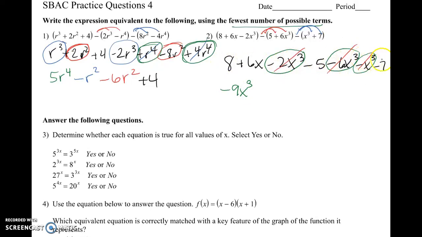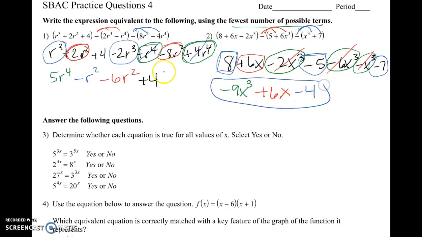Let's see, I have no x squared terms, so the next one I have is just an x term. And there's nothing to combine it with, so I just have that. And then I have an 8, a negative 5, and a negative 7, and I can combine all those. 8 minus 5 is 3, minus 7 is negative 4. And there is my, oh, I just realized I made a mistake on number 1. This should have been a 3, because it was my cube terms that I combined to get that. So those are my equivalent expressions written with the fewest number of possible terms.